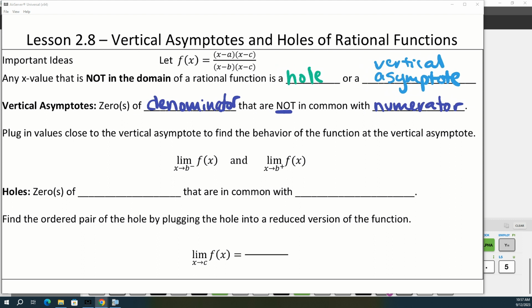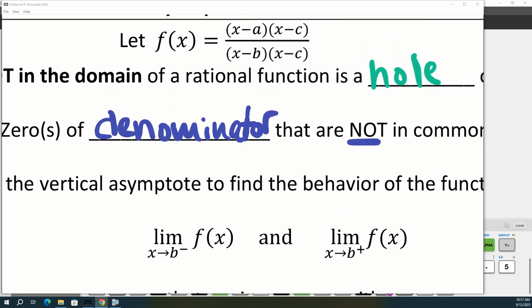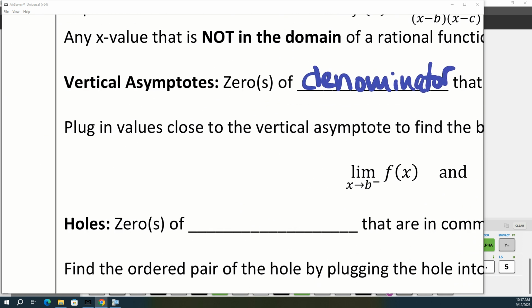So if we were using this kind of generic rational function here with a, b, and c, where would the vertical asymptote be? A, b, or c? B. Now, if we put b in for our function, because I already know it's a vertical asymptote, that's always going to give you a number over 0. And so that doesn't really tell you what's happening at that vertical asymptote, like if it's approaching infinity or negative infinity. So what we're going to have to do is this right here.